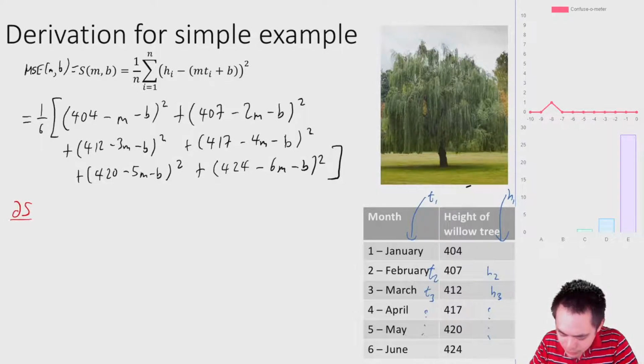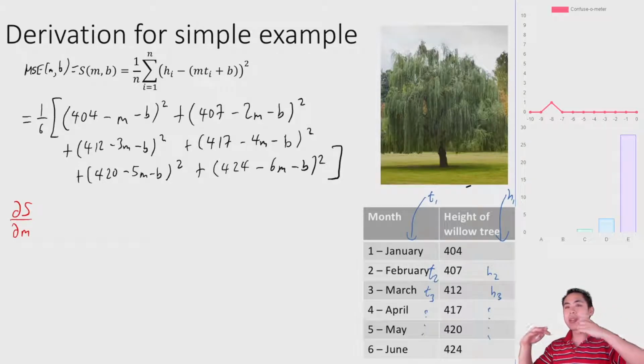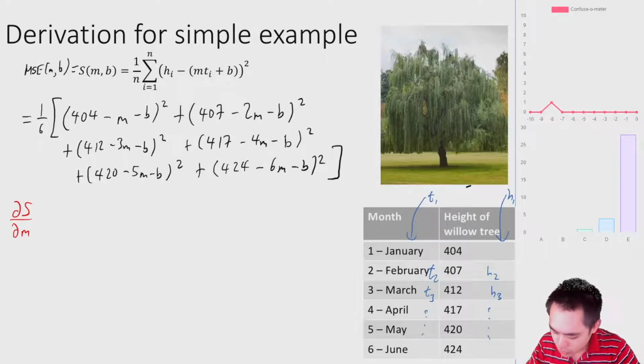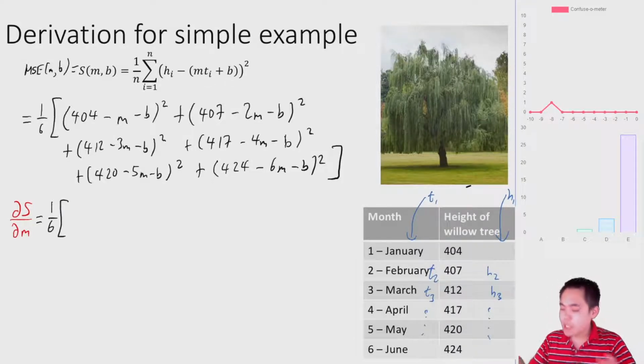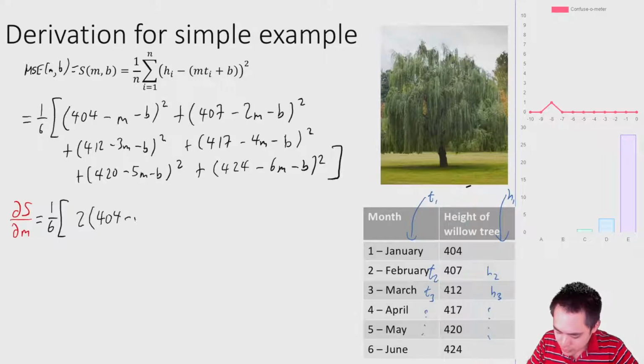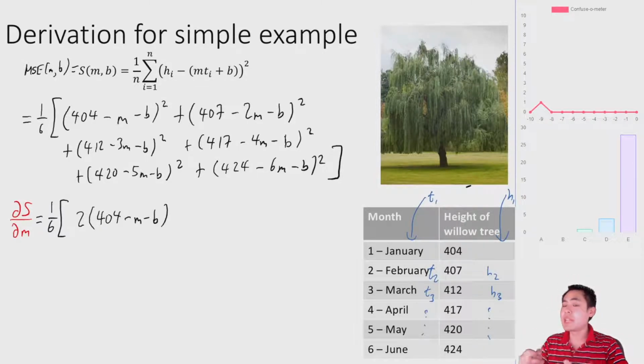So here we have ds dm, the partial with respect to m. So we're looking at m and b as variables that we're taking partial derivatives along now. So this is going to be equal to 1/6 times, well, when you take a partial derivative, you can take a partial derivative with respect to each of the individual pieces, right? So when you take the partial derivative of 404 minus m minus b squared with respect to m, that's going to end up being 2 times 404 minus m minus b, using the chain rule. And what's the derivative of the inside? The derivative of the inside with respect to m is minus 1, because minus m has the derivative of minus 1. So this is actually going to be minus 2 times 404 minus m minus b.